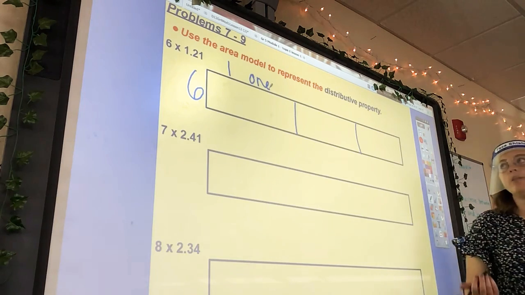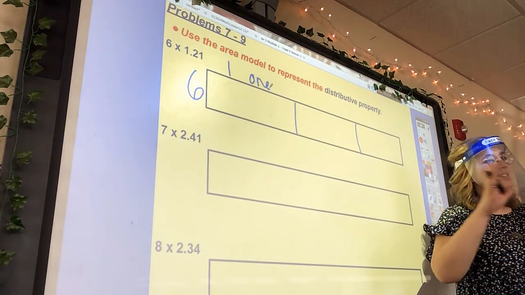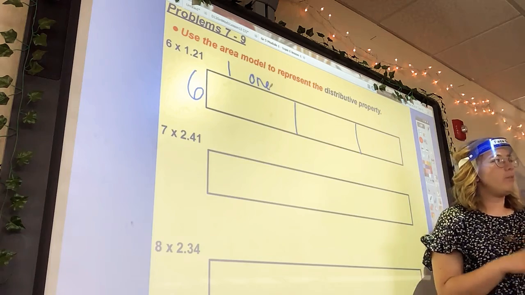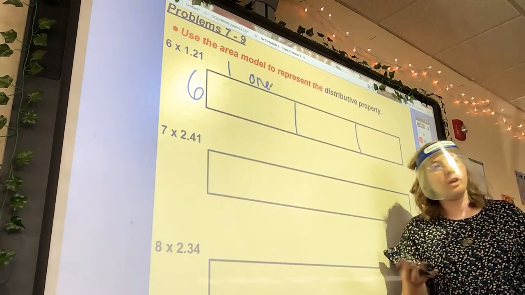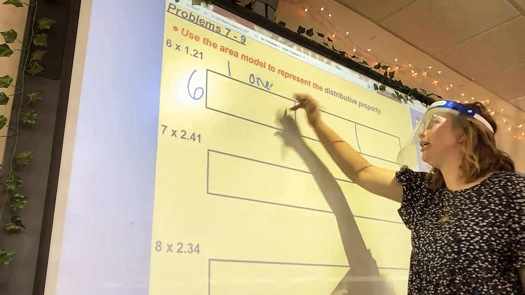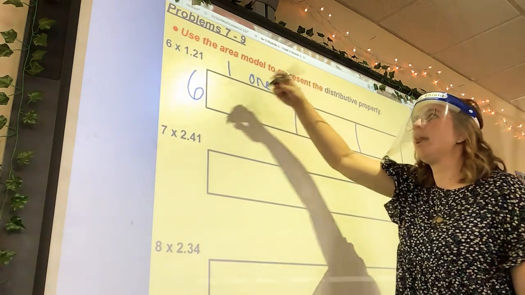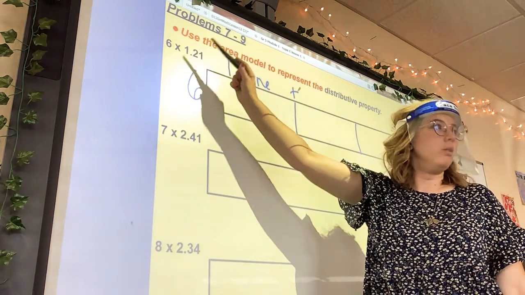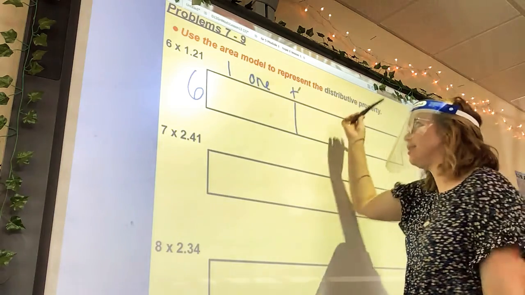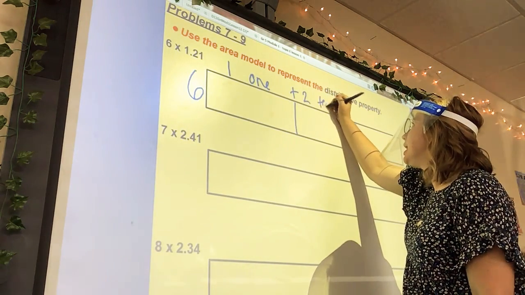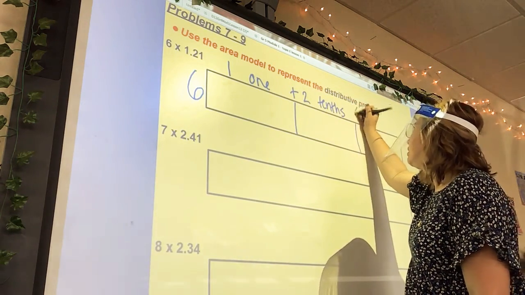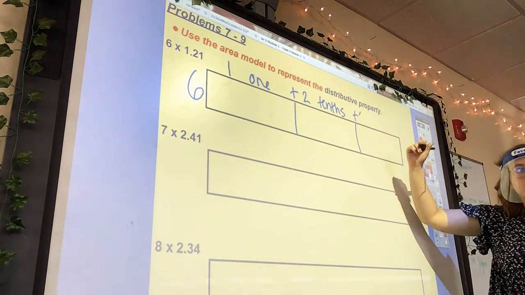You can just put 1, but I'm kind of a consistency person. So if I'm doing unit form for some of them, I'm going to do it for all of them, but that's just me, okay? So 1, 1 is how much I have. Plus, okay, what's the next place value? 2 tenths. Good. 2 tenths. Okay. Good. And what's the last one, friends? Go.